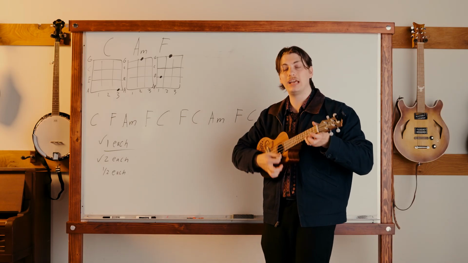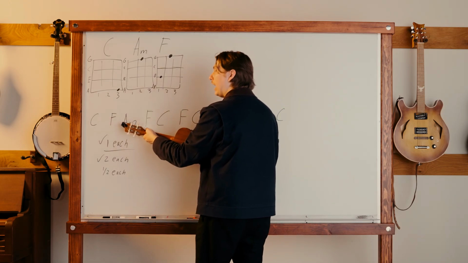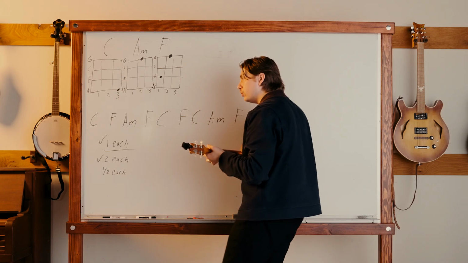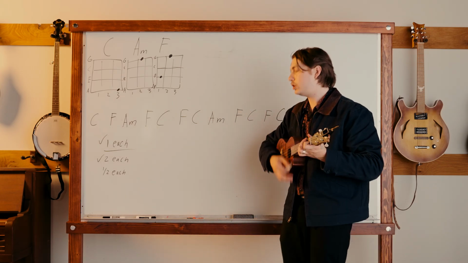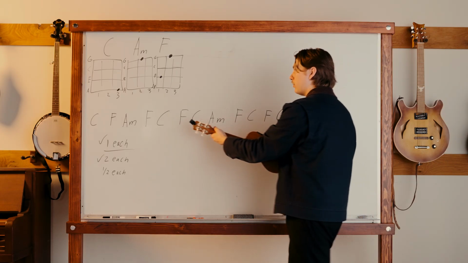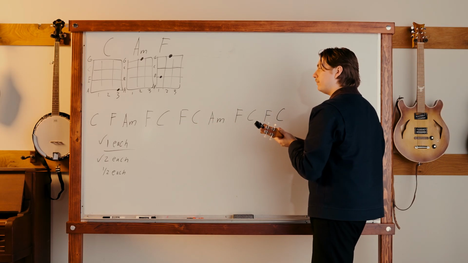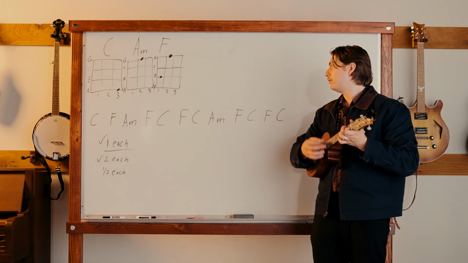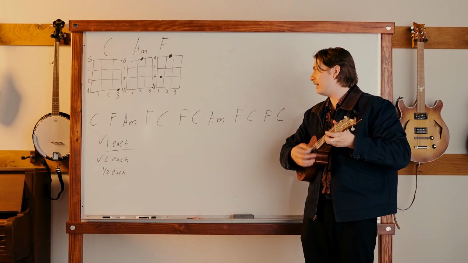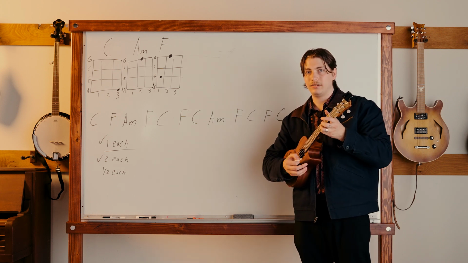Ready? So C, 2, and then F, 2, and then A minor, 2, and then F, 2, and then C, 2, and then F. You got it. We're right here. And then C, and then A minor, and then F, and then C, and then F, and then C, okay?